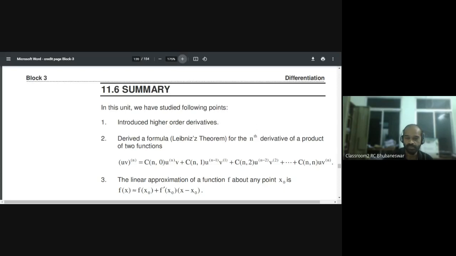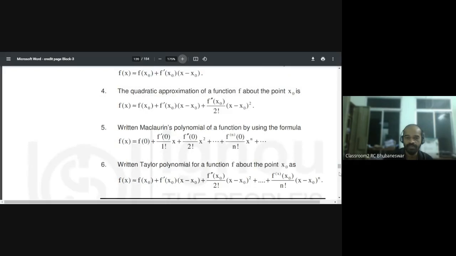You may also zoom out that particular formula represented in the fourth point. This is the fourth point we're discussing now. Here we have f of x0 plus f dash x0 into x minus x0 plus the double derivative at x0 divided by 2 factorial into x minus x0 squared. So this is the formula we use to find the quadratic approximation of a function when the function is differentiable at a certain point x0.